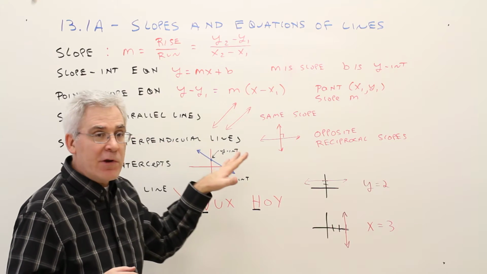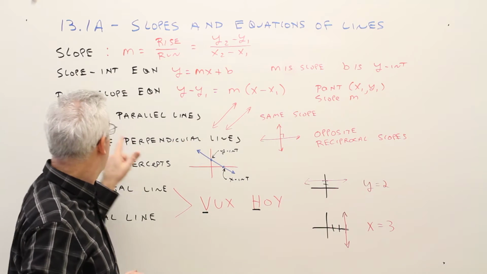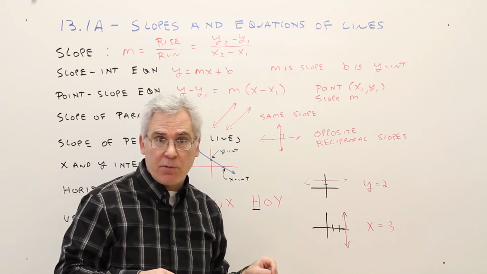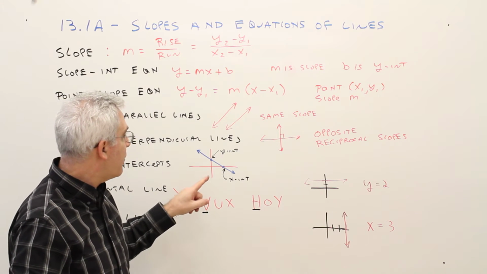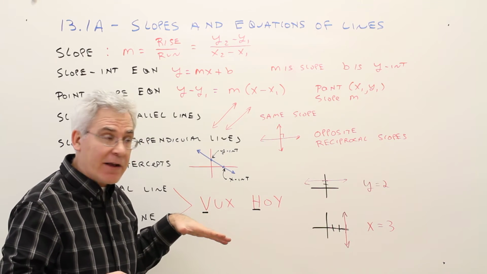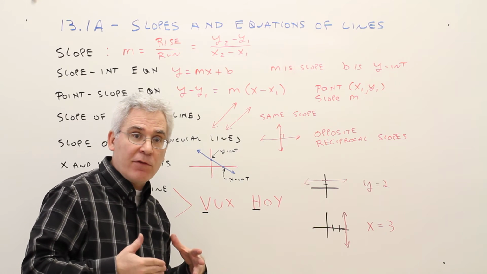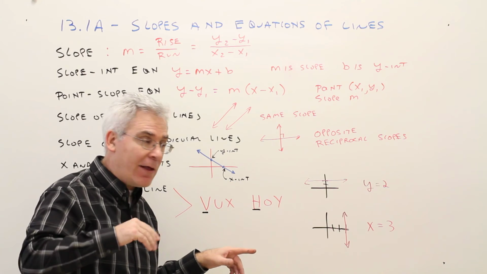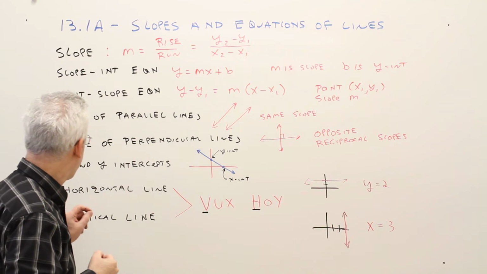All right, recall that for parallel lines, the slope is the same. For perpendicular lines, the slopes are opposite reciprocals. All right, x and y intercepts, just to refresh your memory. The x-intercept is where the line crosses the x-axis, and the y-intercept is the point where the line crosses the y-axis. For the x-intercept, the y value will be 0. For the y-intercept, the x value will be 0.